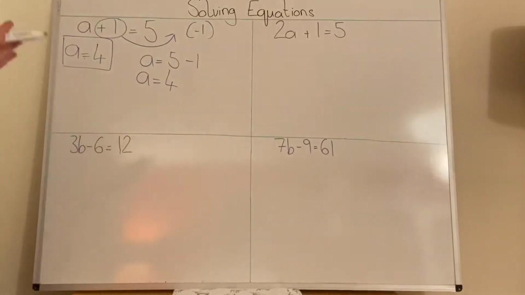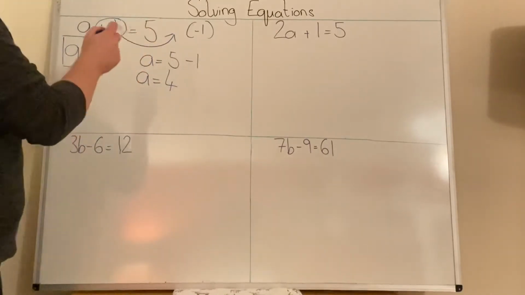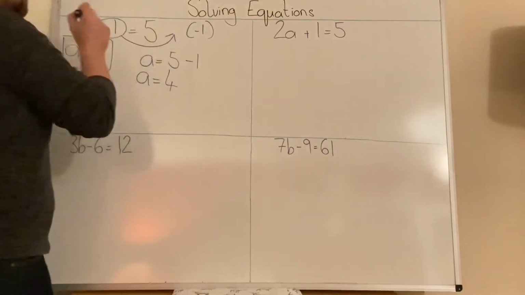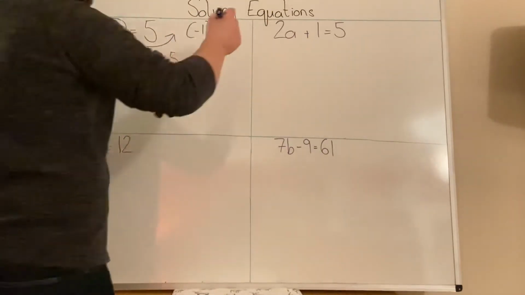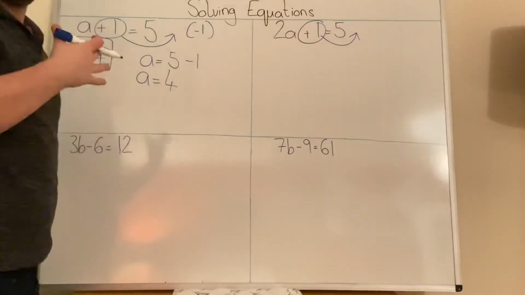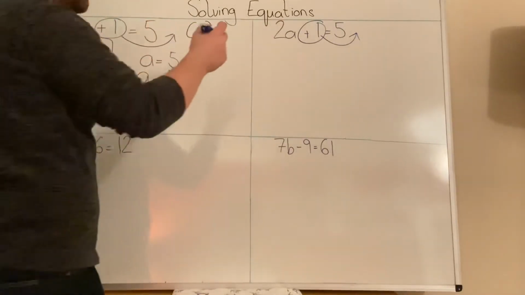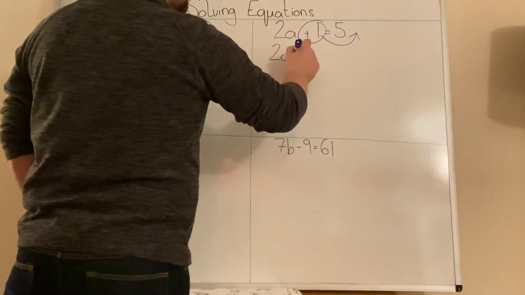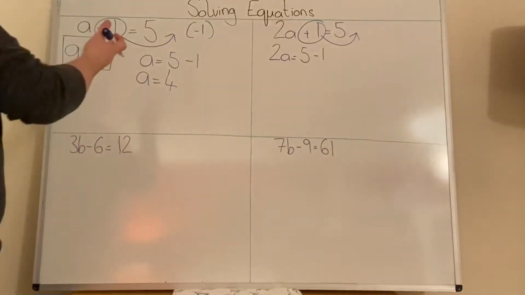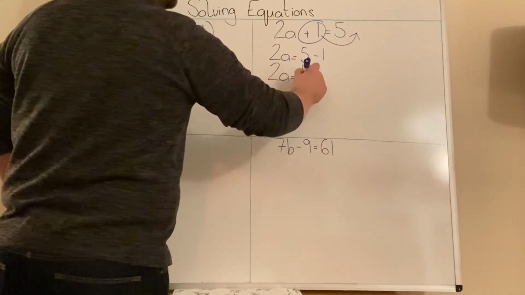Now we're going to take it a step further. The only difference here is that 2 there. That's the only difference between that one and that one there. So we can do exactly the same thing. We're going to move this plus 1 to the other side so that we can get the letter on its own. I said to you, whatever it is on one side, it's the opposite on the other. So we're going to have 2A equals 5 minus 1. 5 minus 1, as we already know, is 4. So we have 2A equals 4.